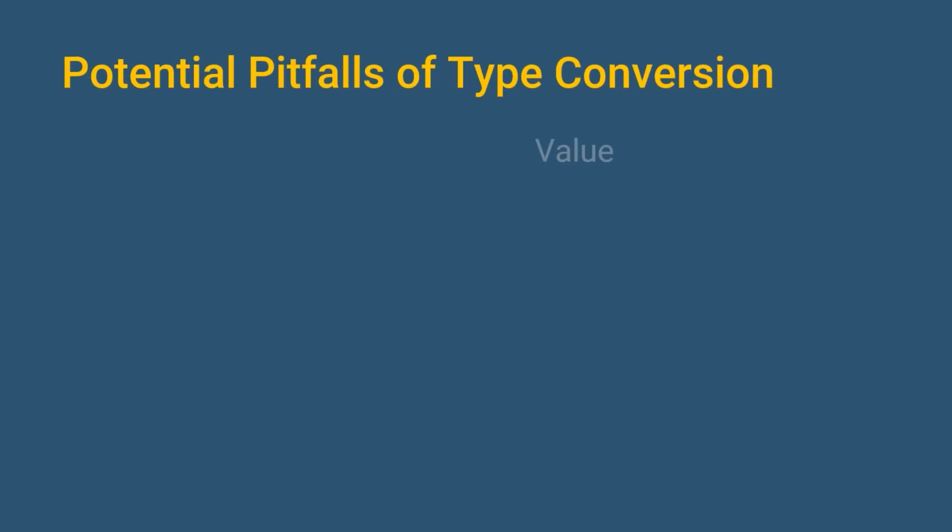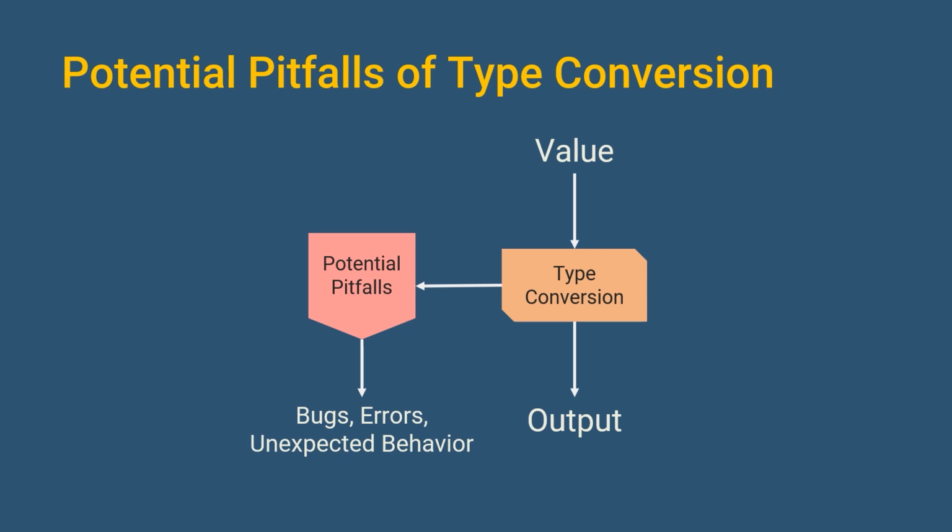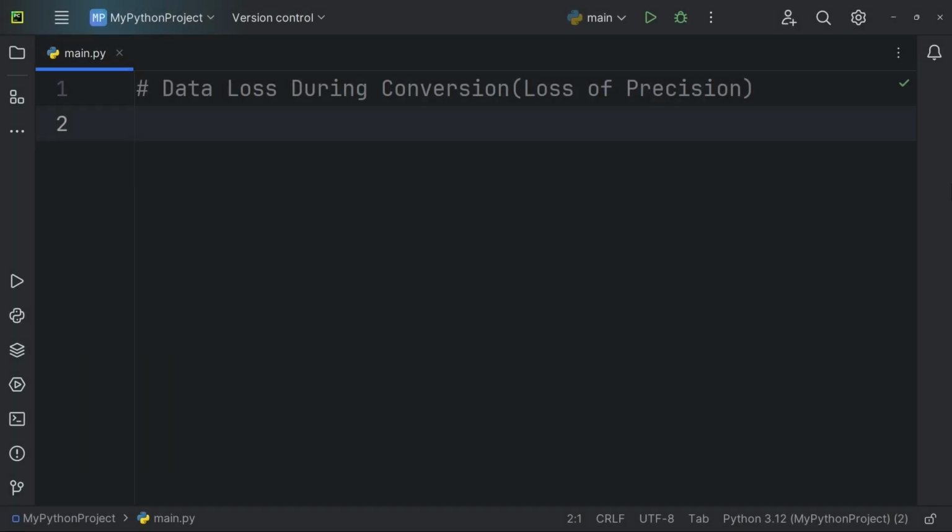Type conversion in Python can be extremely helpful, but it comes with potential pitfalls that can lead to bugs, errors, and unexpected behavior in our code, especially when dealing with user input or data processing. Here are some common pitfalls to watch out for when performing type conversions.